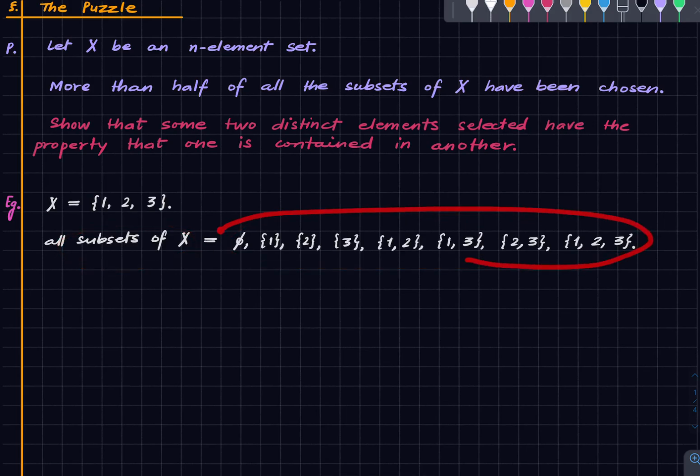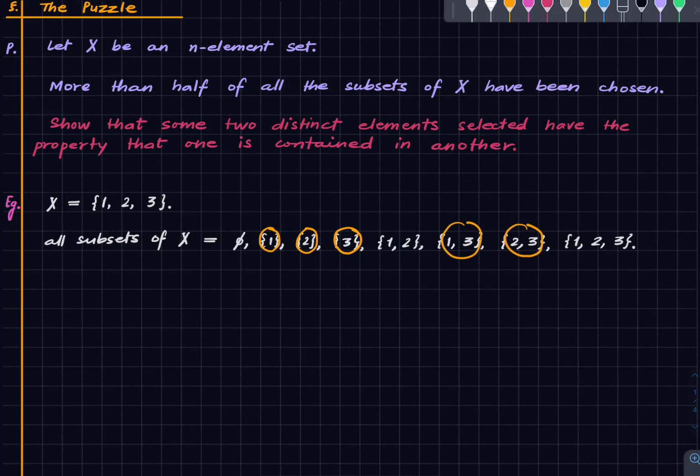Now, how many of them are here? 8 of them are here. More than half would mean at least 5. So suppose we select, let's say maybe this one, that one. Now, of course, if we select this, or that, then we already would have the property that one is contained in the other. But whatever you try, you will see that you will be bound to choose two different such that one is contained in the other. So here this is contained in that or that. So just maybe experiment with it. It's an interesting puzzle.